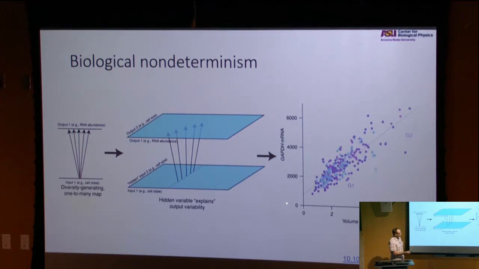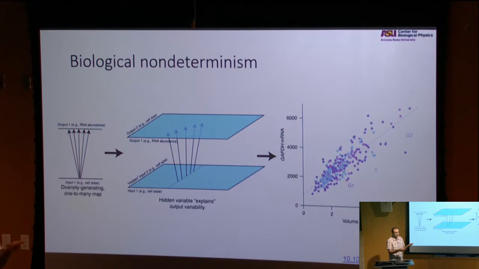So this is a distribution. Each one of these dots is a cell. So this cell had 6,000 copies of this gene. And then you can see they actually kind of fall along a line. And here all the things are noted, what phase of the cell cycle these are in. So cells have a lifespan in which they do lots of things. But actually you can see the thing that explains this spread is just the volume of the cell.